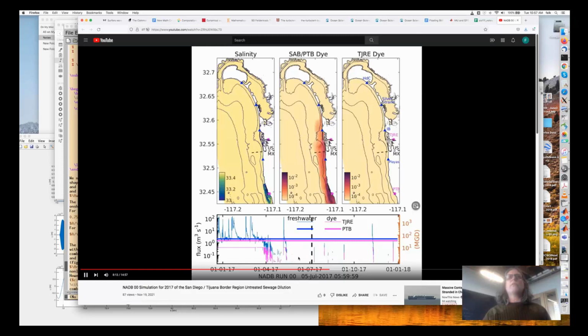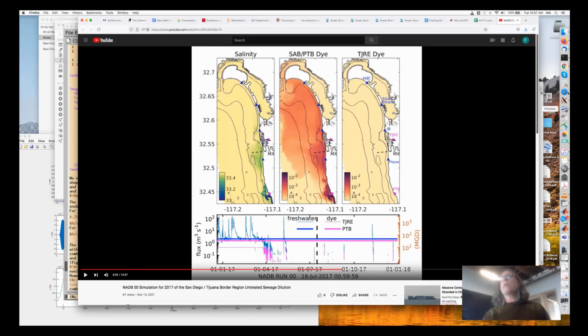So in a second, the swell is going to change direction, and we're going to see the entire bight just basically getting filled with dye. And again, this is the fraction of raw sewage. So this video runs for the entire year. It's fun to look at, and I'll put it in the chat later.